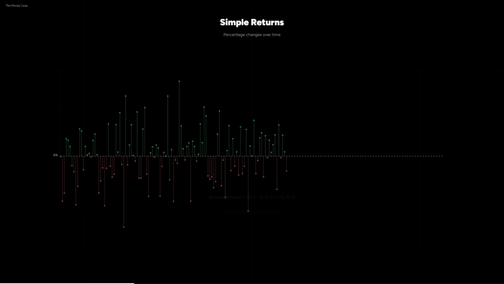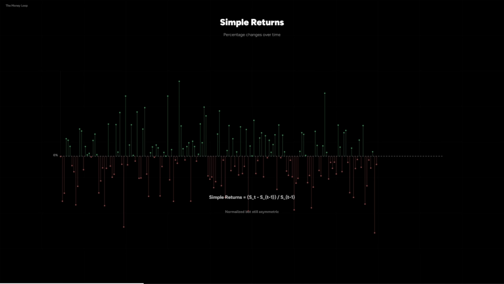One way to improve this is by looking at returns instead of prices. Returns measure relative change, how much something grows or shrinks compared to its starting point. This makes comparisons more meaningful because a 10% move means the same thing whether the price is $10, $100 or $1,000. It also allows us to normalize movements across different assets and time periods.